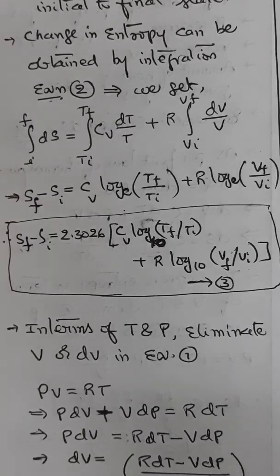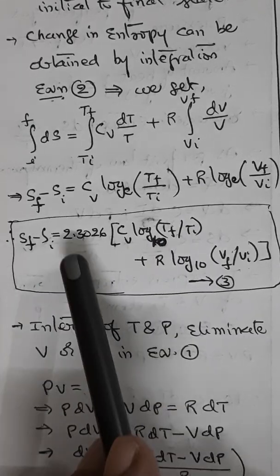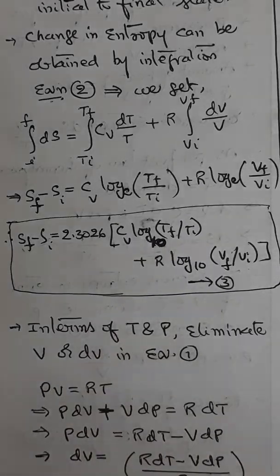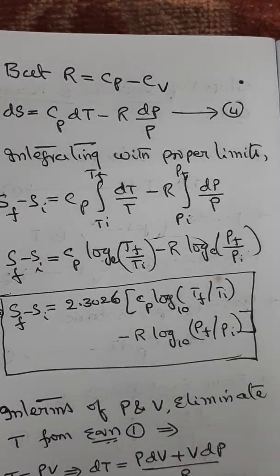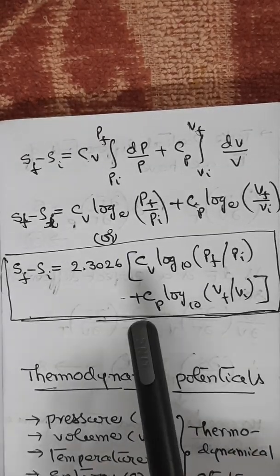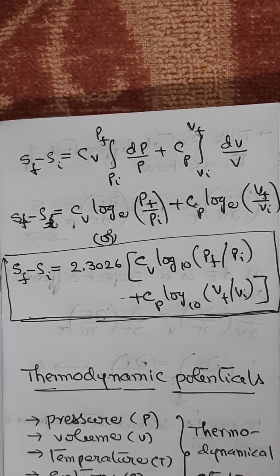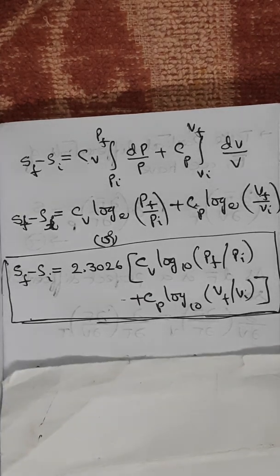So we got three expressions. What are they? We got this first expression. Then in terms of temperature and pressure, we got this expression. Then in terms of pressure and volume, we got this expression. So we got three equations, and any one of these three expressions can be used for calculating the change in entropy for a perfect gas.